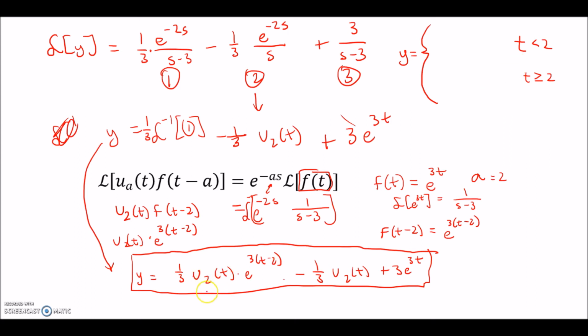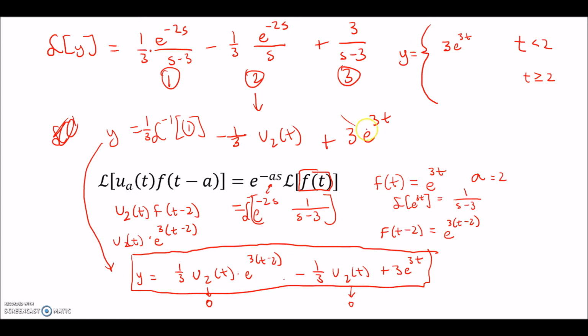Well, when t is less than 2, u sub 2 of t is 0 here and here. Therefore, this whole term will be 0, because I'll have 1/3 times 0 times a function. And this will be 0 because negative 1/3 times 0 is 0. So all I will have for time less than 2 is 3e to the 3t.